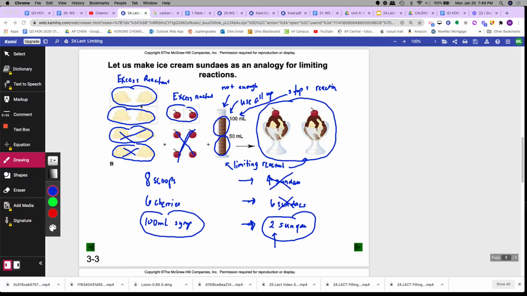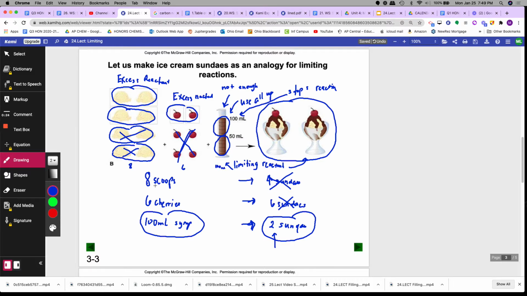In this lesson, we will be doing a practice problem for determining the excess reactant and the limiting reactant, and determining how much product you make. The strategy goes like this. They will give you the amount of each one, for each reactant. For example, this is 8 scoops, this is 6 cherries, and 100 milliliters.